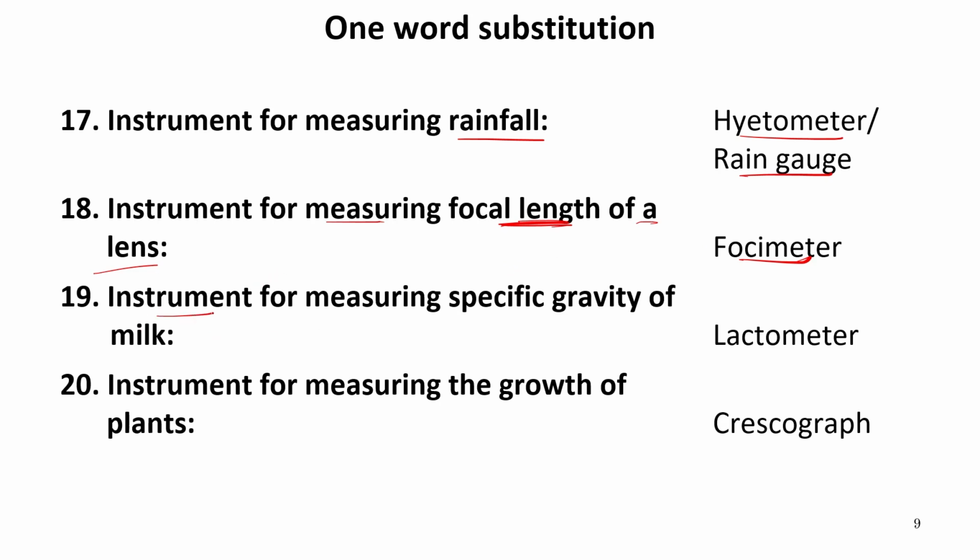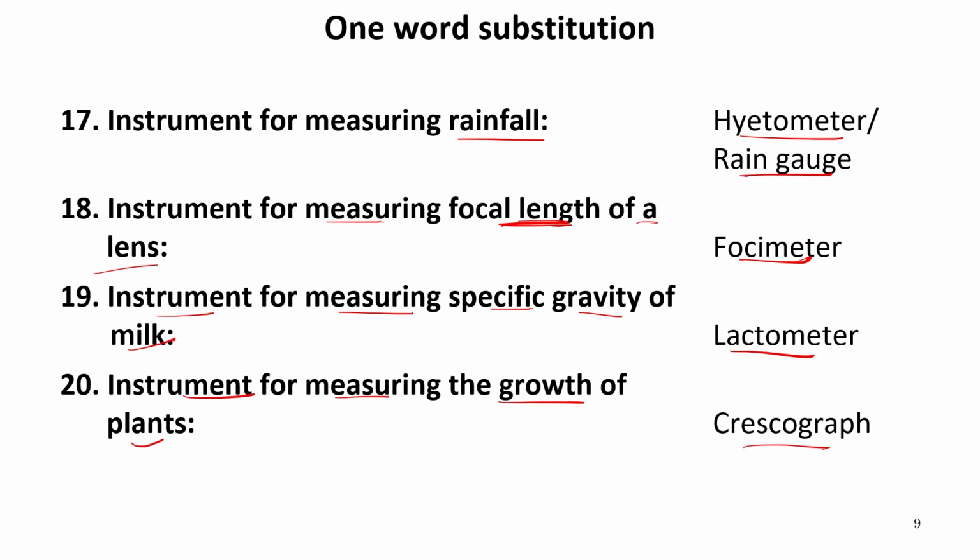Instrument for measuring specific gravity of milk. So this is known as lactometer. So an instrument which is used to calculate anything about milk, the density, the weight, the specific gravity of that particular milk, that is known as lactometer. Now let us move to the next one. Instrument for measuring the growth of plants. So this is known as craskograph. So craskograph is basically used for measuring the growth of plants.